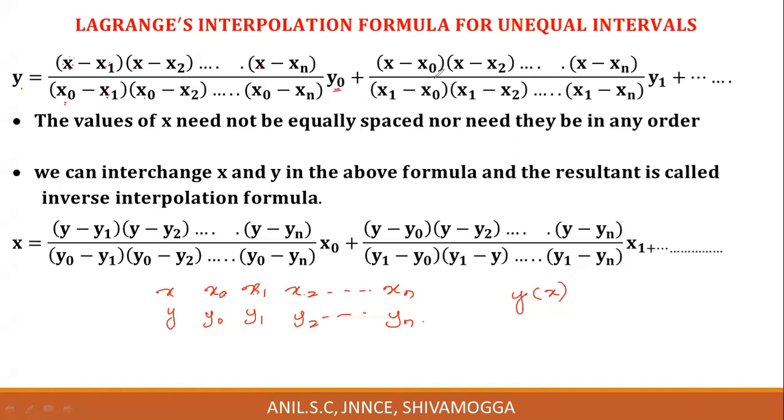And in the second term, x1 will not appear in the numerator. x minus x0, x minus x2, and so on, x minus xn, divided by x1 now appears in the denominator. We just replace x by x1: x1 minus x0, x1 minus x2, and so on, x1 minus xn, into y1. Similarly, we write n terms up to yn. Here, the values of x need not be equally spaced, nor need they be in any order. If you interchange x and y, the resultant formula is called the inverse interpolation formula.